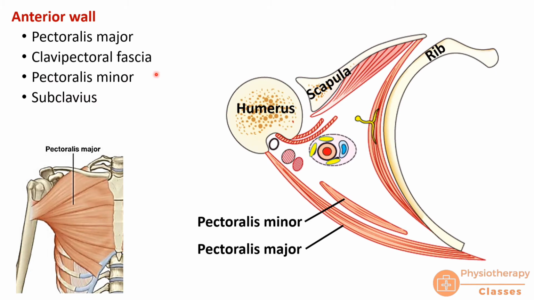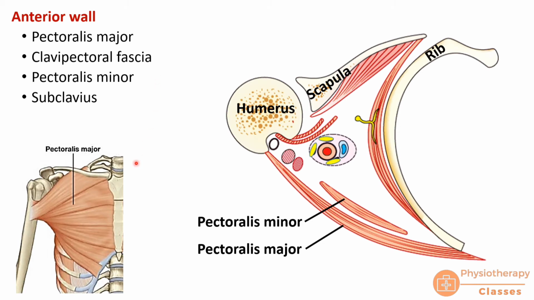So the anterior wall is simple to remember. Just put your hand on the anterior aspect of the axilla. The first thing you will remember is pectoralis major. Then remember what are the structures deep to that: pectoralis minor, then there is subclavius and the clavipectoral fascia.